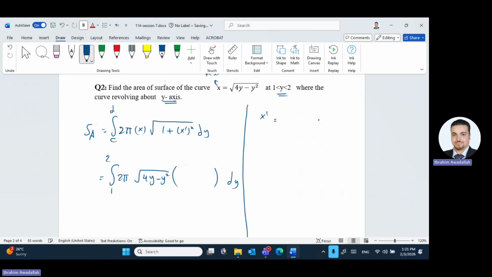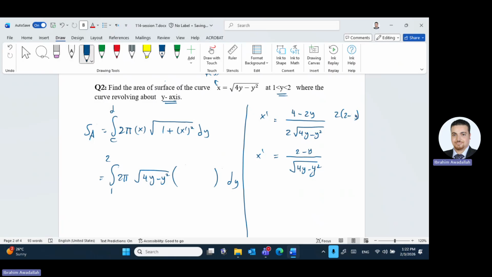X prime equals, what's the derivative of this? It will be 1 over 2 the root of 4y minus y squared, times the derivative of what is inside, this is the chain rule. So 4 minus 2y, the derivative of 4y is 4, the derivative of y squared is minus 2y. Take 2 as a common factor outside, x prime, only the root will be down, 4y minus y squared. Take the 2 outside and cancel the 2 with the 2, so this will be 2 minus y. Did a mistake here.